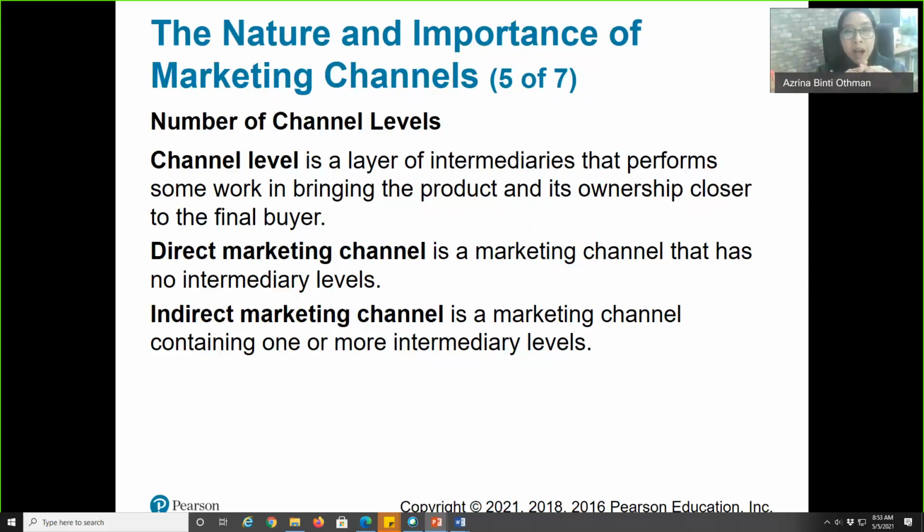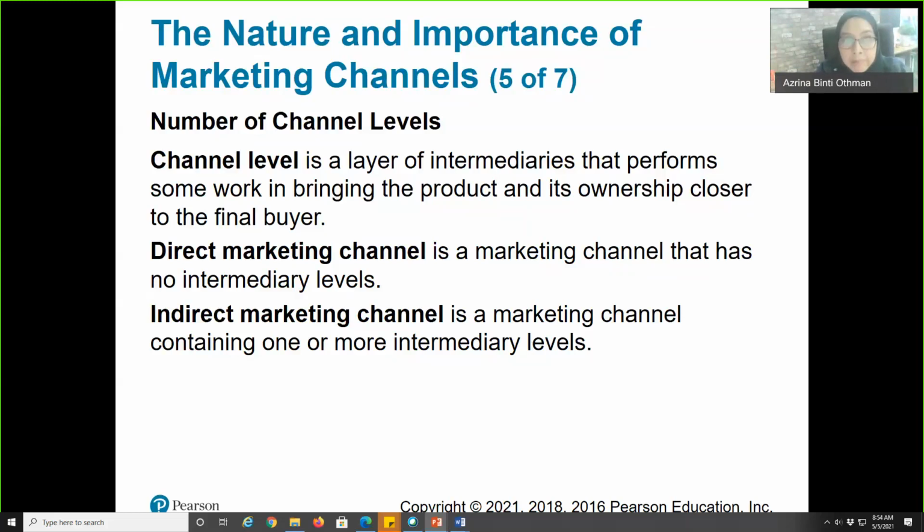So this is how we deliver the Coke, and we also bring the brand name, the Coke. We know that Coke belongs to Coca-Cola Company, right? So we know the ownership of Coke is from Coca-Cola Company, so it's closer to the final buyer, to the customer, right? So we have two types of marketing channel.